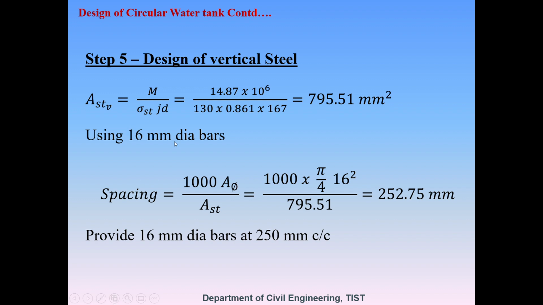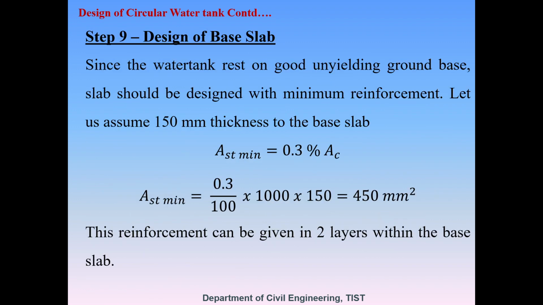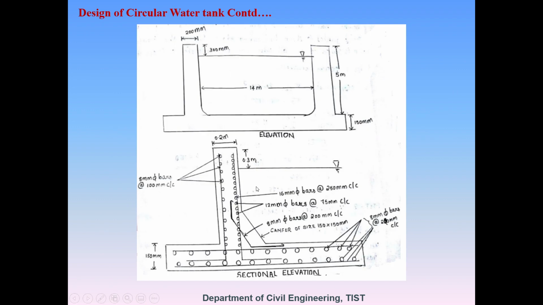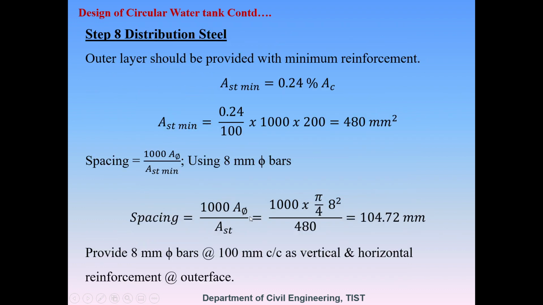Using 16 mm diameter bars, the spacing is obtained as 252.75 mm. So we can provide 16 mm diameter bars at 250 mm center to center as the vertical reinforcement, like this.